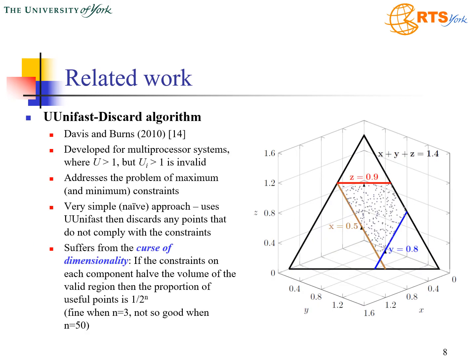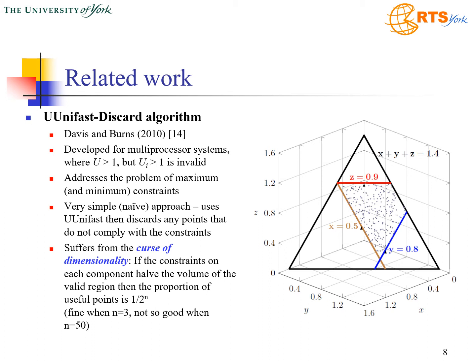For multiprocessor systems, maximum constraints are required since the total utilization required may be more than one, but having individual task utilizations of greater than one is invalid. So for this purpose, the U-Unifast discard algorithm was developed. This addresses the problem of both maximum and minimum constraints. It uses a very simple, naive approach. Points are first generated using U-Unifast, and then any points which do not comply with the constraints are simply discarded.